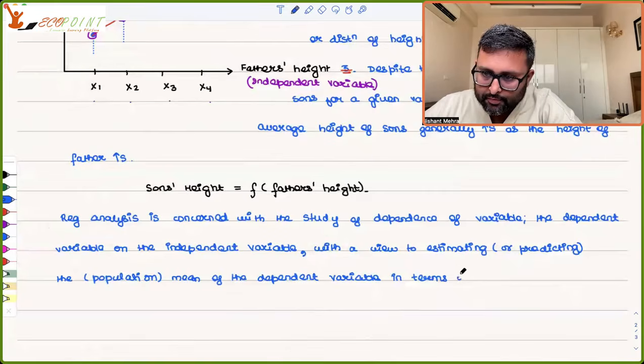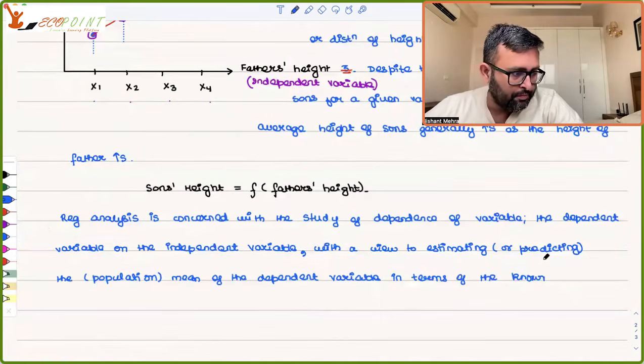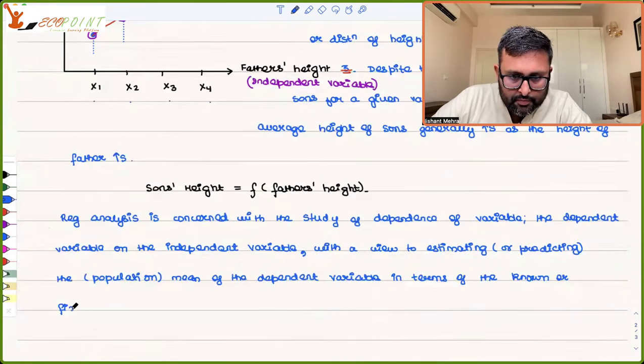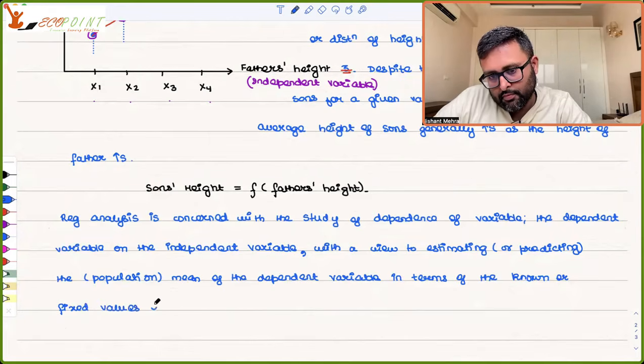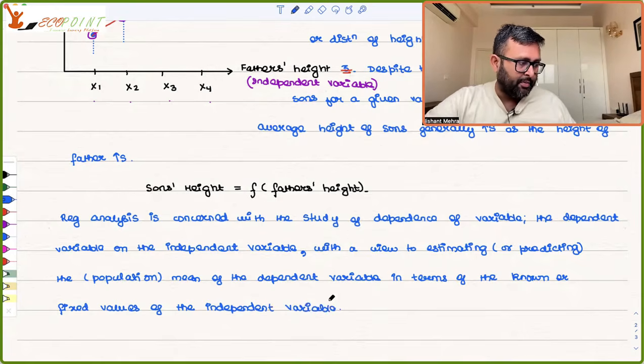Of the dependent variable in terms of the known or fixed values of the independent variable, right?